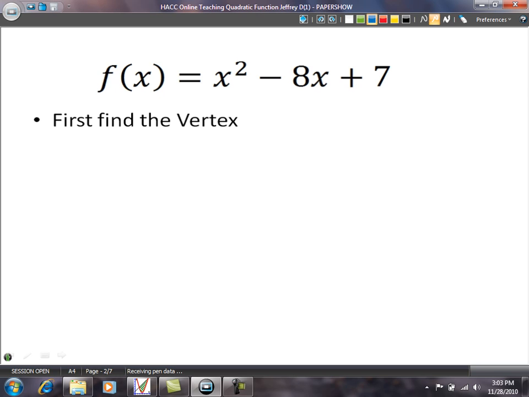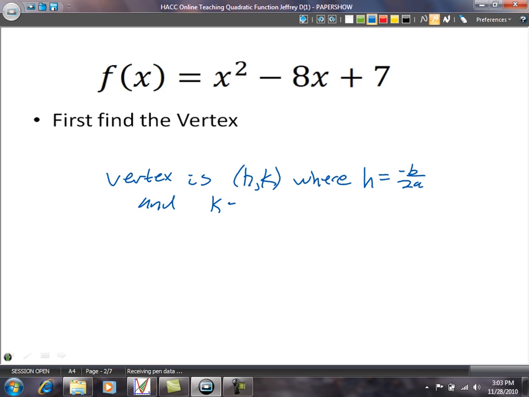Some participants in the class used this method where the vertex is going to be (h, k), where h is negative b over 2a. That's the x-coordinate of the vertex, and k is just the function value at that x-coordinate. This is the most typical way of finding it.